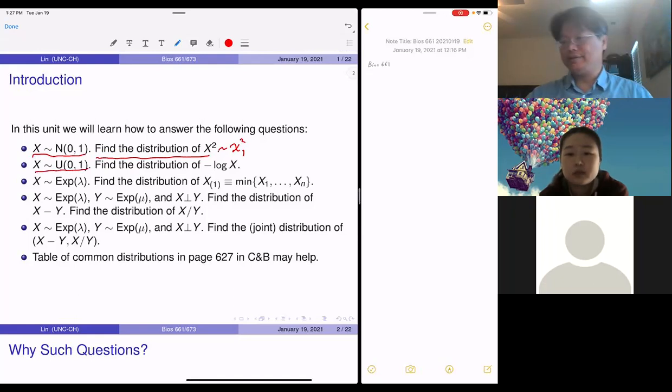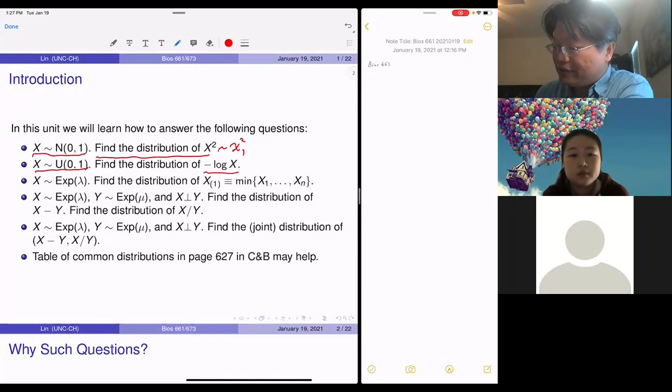In other case, if X is uniform(0, 1), then what is the distribution of minus log X? Then after this class, you're going to know this guy's exponential(1). Okay, good. So what does a transformation mean then?